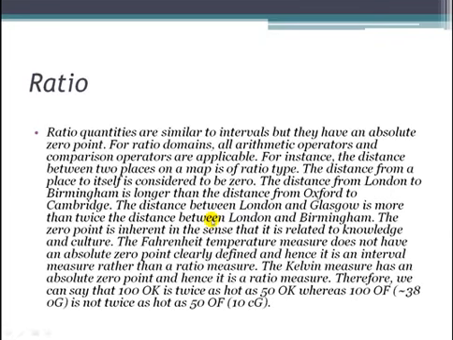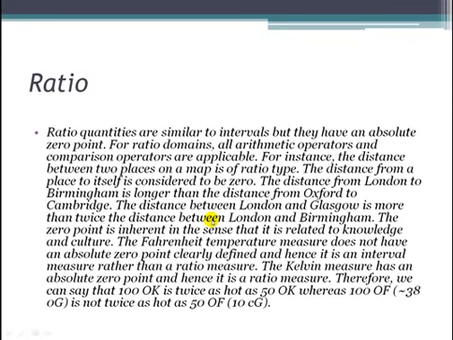So ratio quantities are similar to intervals, but they have an absolute 0 point. For ratio domains, all arithmetic operators and comparison operators are applicable. So when we're doing data mining, we have to think about what we can do with this data. Can we add it? Can we multiply it? We have to be careful about the operations that we use, and think about the kind of data that it is.